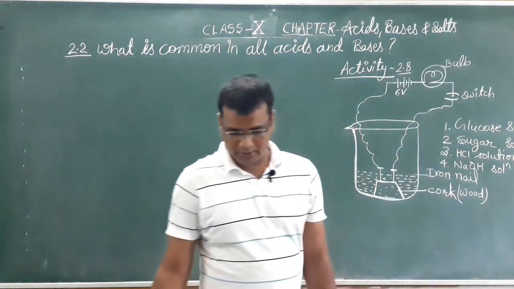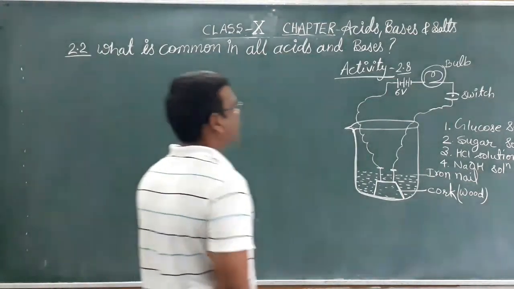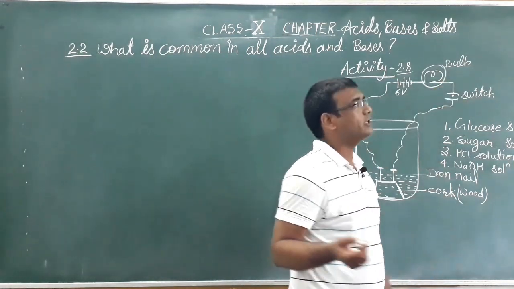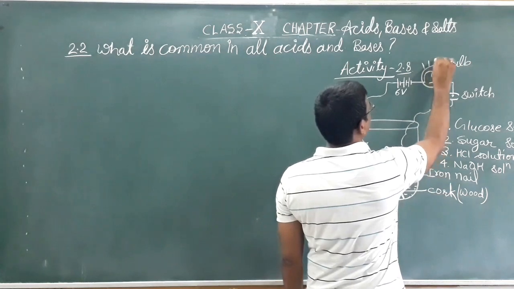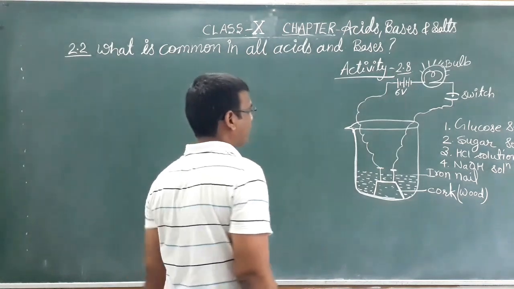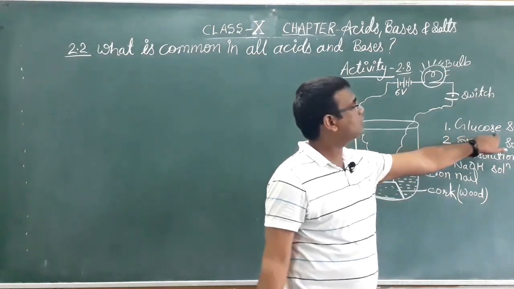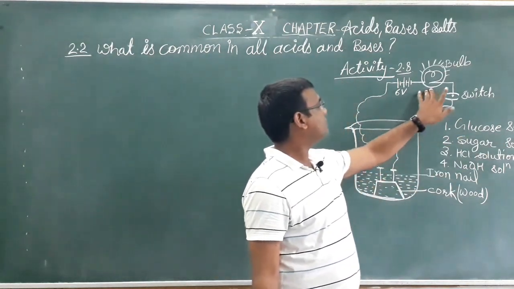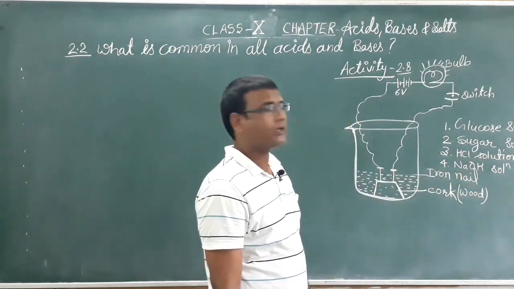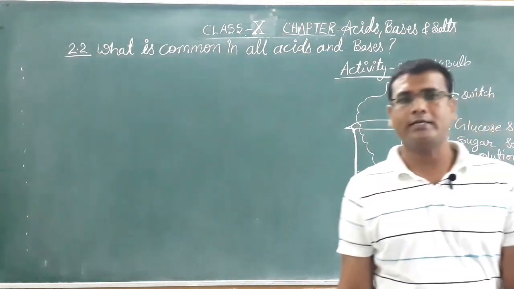These are some samples which you are asked to take one by one in this beaker, and then check whether the bulb is glowing or not. If the bulb is glowing, we will be using it in this way. Switch on and off, take care. When you are using glucose solution, note down your observation. Then for sugar solution, note it down. In the same way, note it for HCl solution.